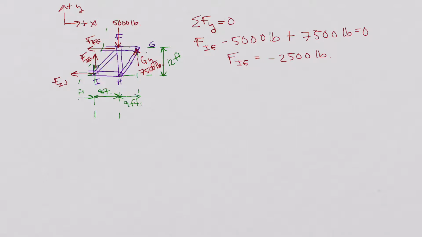So we assumed it was in tension. It turns out we were wrong because we got that negative number. So that means FIE is 2,500 pounds in compression.